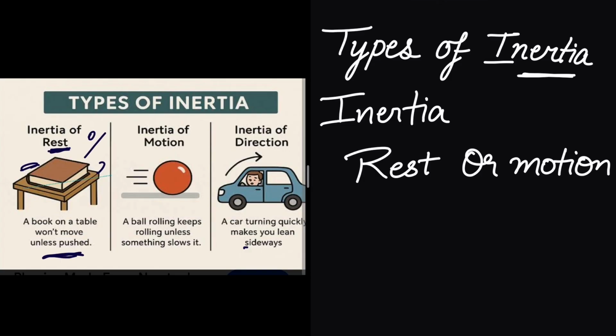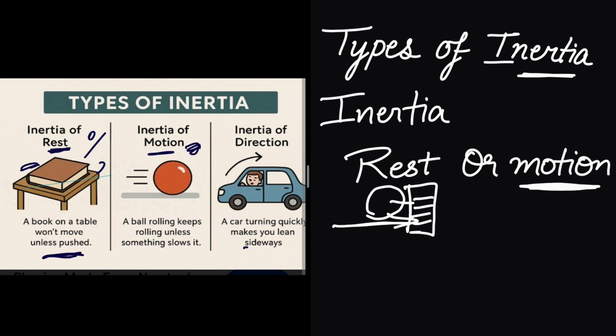Now, next is inertia of motion. What is inertia of motion? Inertia of motion is the inability of a body to change its state of motion. A body which is moving wants to remain in motion unless something tries to stop that motion. So inertia of motion is the inability of a body to change its state of motion by itself.